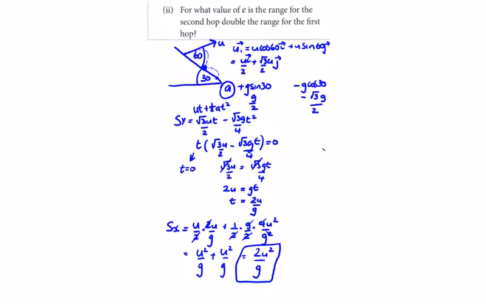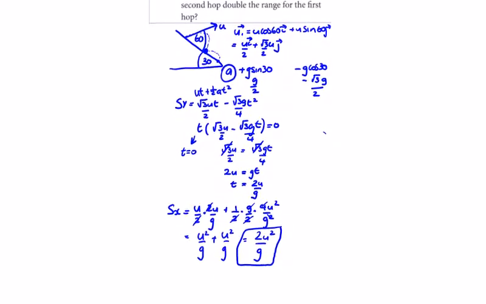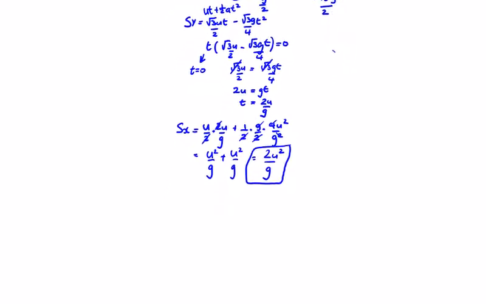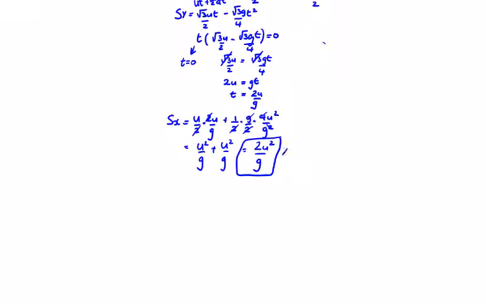Then we're asked for what value of e is the range for the second hop double the range for the first hop. Well, double 2u squared over g, we multiply that by 2. We're going to get 4u squared over g as my new range. So a bit of work involved here, isn't there?